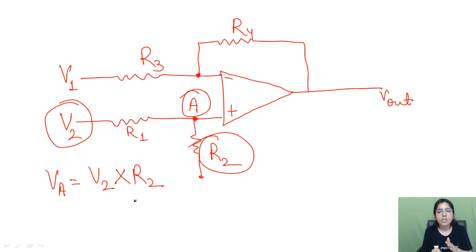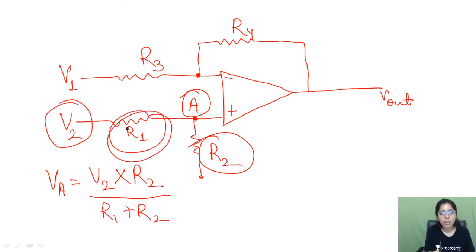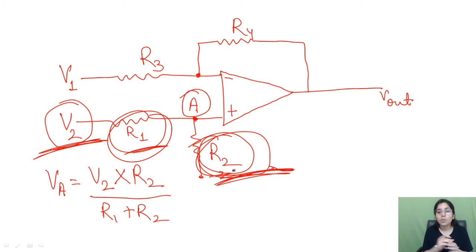If a circuit of this type is there, you can just find it out upon the sum of both the resistances R1, R2. What is this R1? This one, and R2, this one. So V2 multiplied with R2 upon the sum of these two. And that's how you get the voltage at this point.